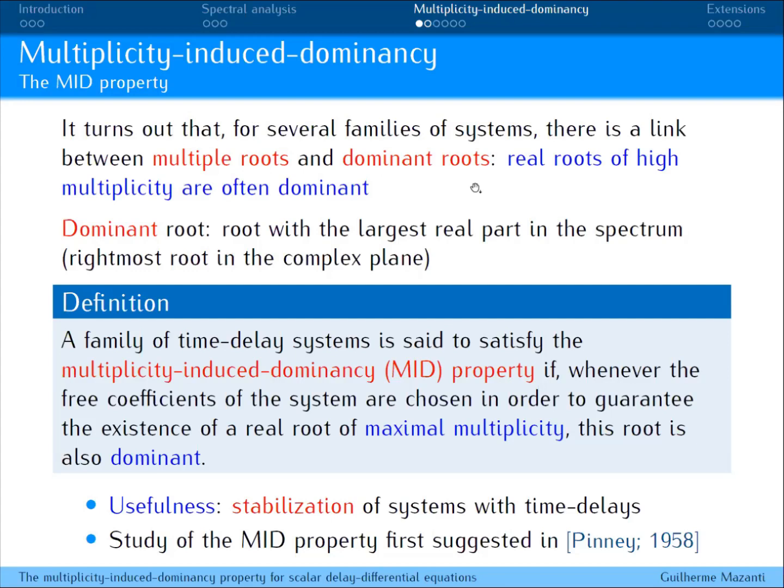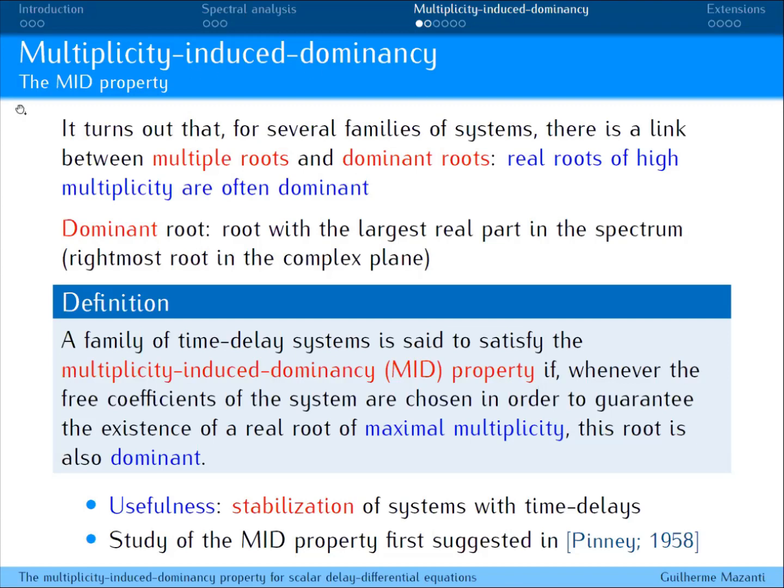Well, it has been observed that for a large family of time delay systems, roots with high multiplicity are dominant. So when this is the case, we're going to say that we have the multiplicity-induced dominancy. So this means that if I have a root that has a very large multiplicity in a time delay system, this root is going to be the rightmost one. This does not happen always, but it happens for a very large family of systems.